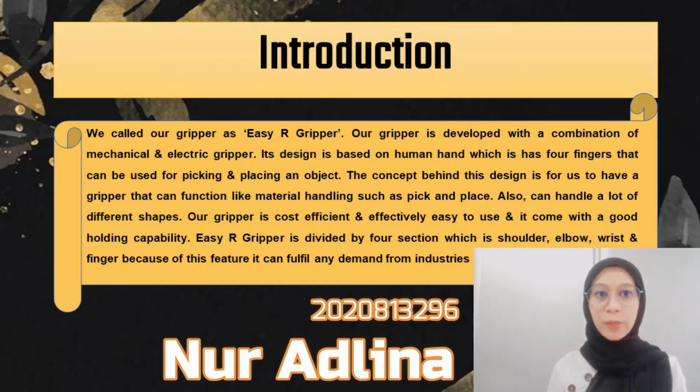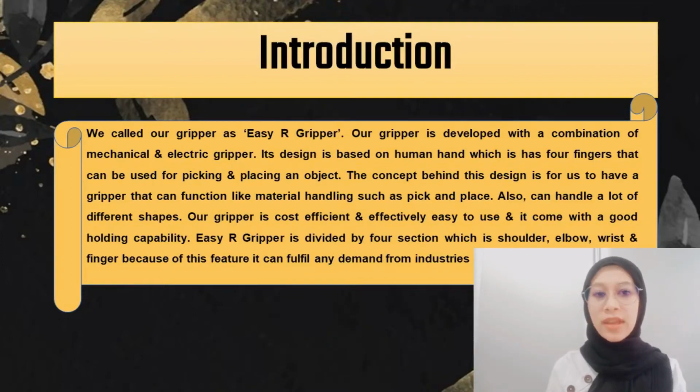For the introduction, our group decided to design a gripper called the Easy R Gripper. Easy R Gripper is developed with a mechanical and electrical gripper. It's designed based on the human hand, which has 4 fingers that can be used for picking and placing an object.